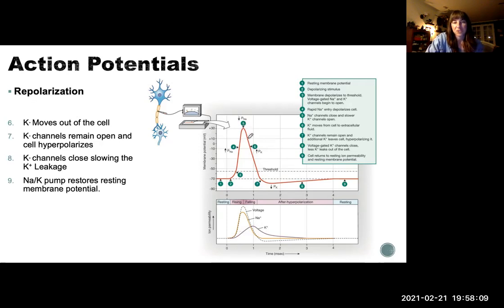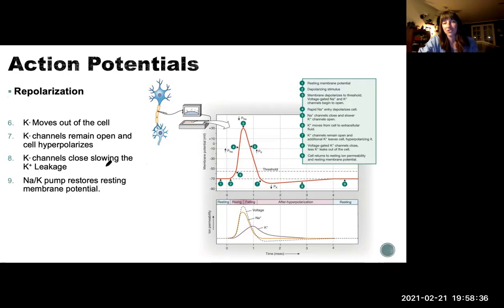Repolarization is kind of from this point forward, okay? So potassium starts to be moved out of the cell along with the sodium. The potassium channels stay open to allow potassium to kind of leak out against its electrical gradient as the cell repolarizes. We're trying to get back to positive on the outside and negative on the inside. So positive stuff is getting shooed away. Potassium is getting pumped out.